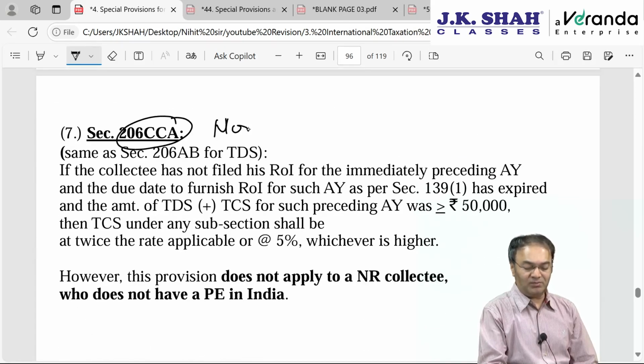206CCA, receiving payment from non-filer, same as 206AB for TDS.